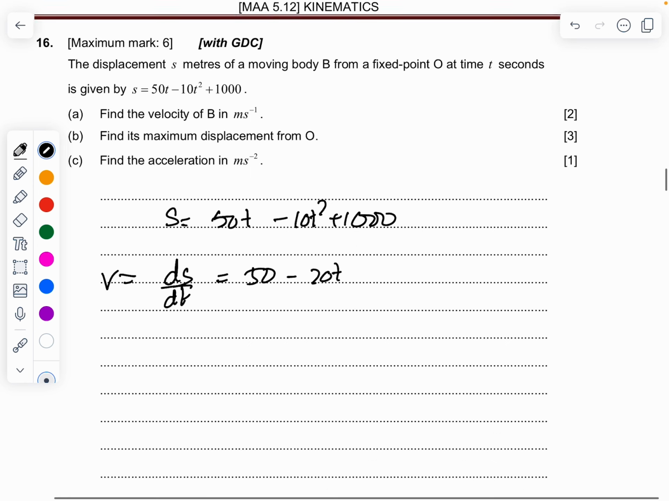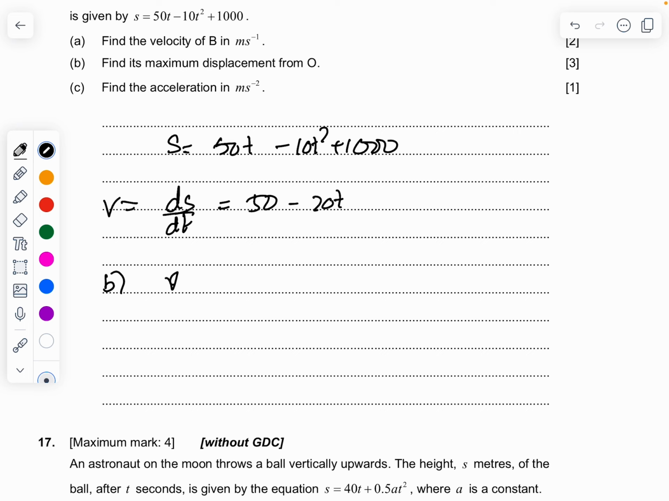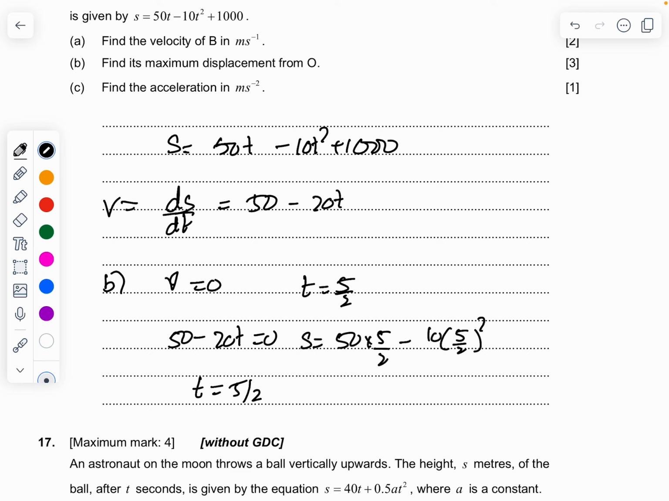Find the maximum displacement. For the maximum displacement, velocity should be equal to 0. 50 minus 20t equals 0, so t equals 5 by 2. Plug in t equals 5 by 2. The distance is equal to 50 times 5 by 2 minus 10 times 5 by 2 whole square plus 1000. Simplify that, you should get 1062.5 meters.